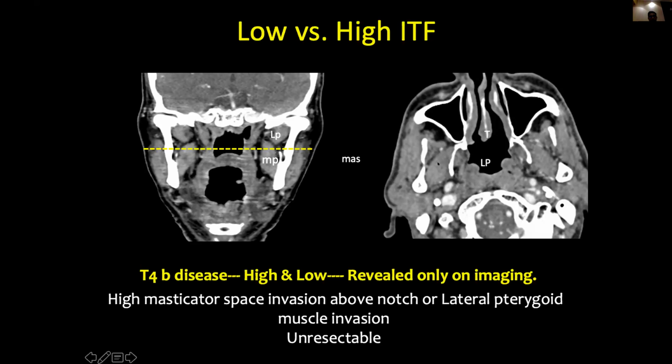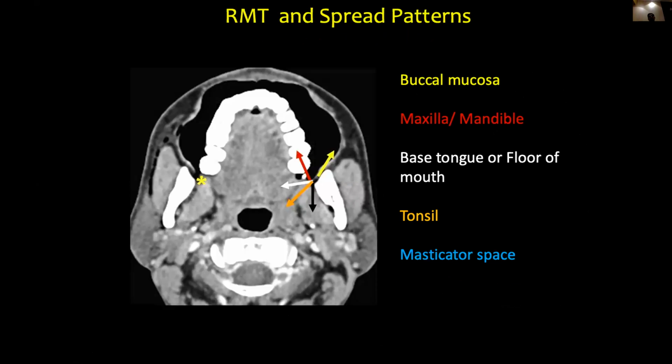However, if the infratemporal fossa disease is involving the lateral pterygoid muscles, or it is involving the pterygopalatine fossa, that means it's an unresectable disease. Another important structure, when we go a little bit down, is the retromolar trigone. And the retromolar trigone is an important structure because it's a gateway to involvement of multiple spaces.